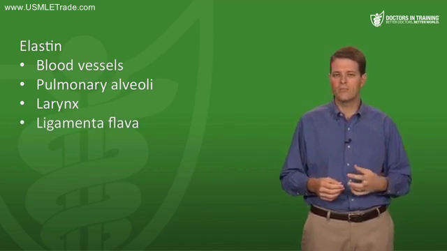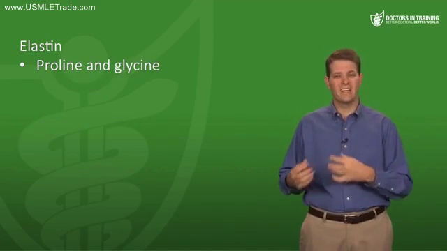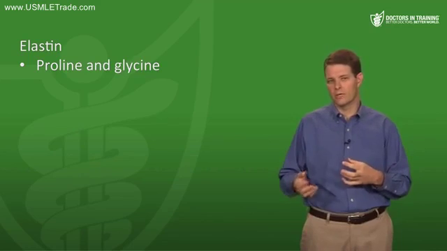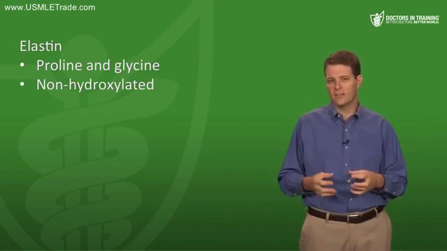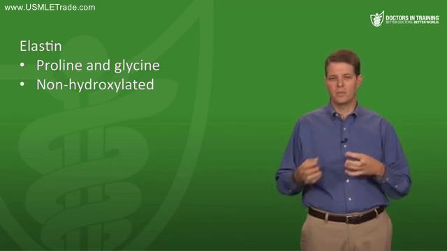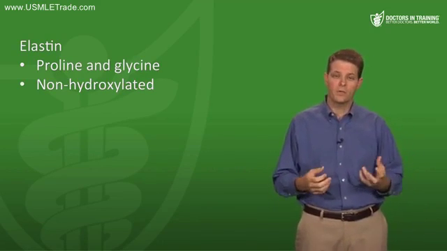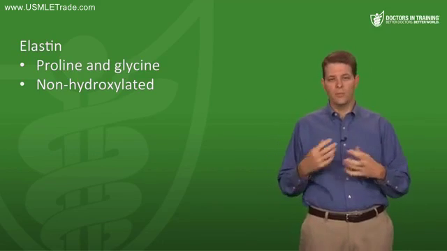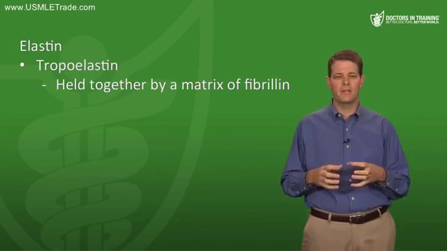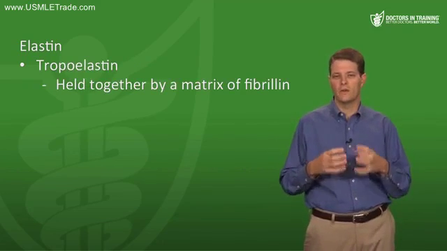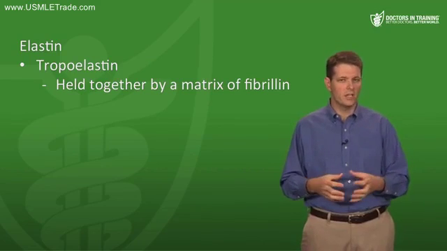Now, elastin has a lot of proline and glycine, whereas we said collagen is rich in proline, glycine, but also hydroxyproline, which is kind of unusual. And elastin is non-hydroxylated. So that's another difference between strong collagen and stretchy elastin. Now, structurally, instead of an alpha chain triple helix, we have proteins called tropoelastins that are held together by a matrix of a glycoprotein called fibrillin. And fibrillin is also made by the fibroblast, just like collagen.